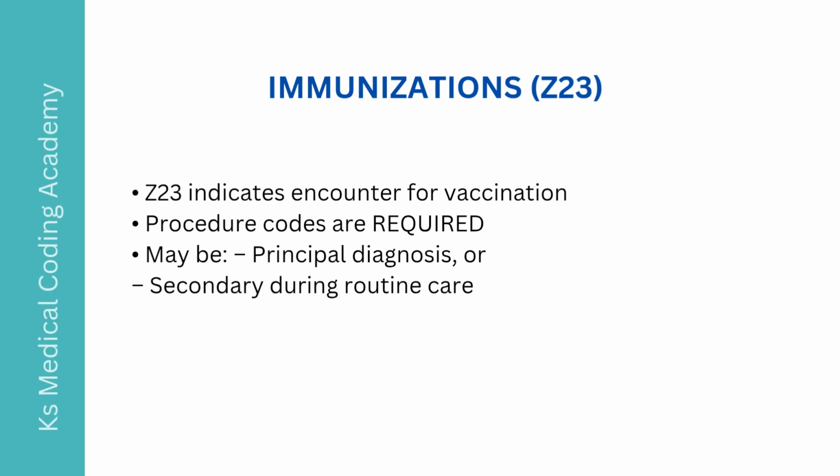Immunization Code Z23. Code Z23 represents an encounter for immunization. This code indicates that a patient is receiving a vaccination to prevent disease. However, assigning Z23 alone is not sufficient. A procedure code must also be reported to identify the specific vaccine administered. Z23 may also appear as a secondary code, such as when a vaccine is administered during a routine health examination.